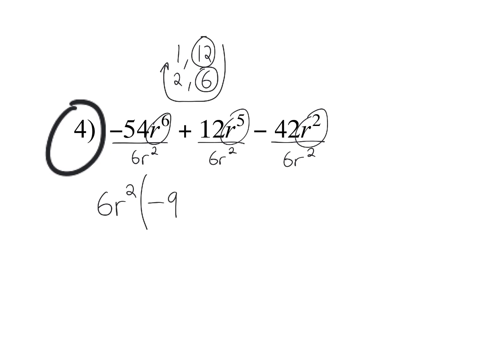What's r to the 6th divided by r squared? What do we do with exponents when we divide? Well, we subtract them. What's 6 minus 2? It's r to the 4th. And now we got 12r to the 5th divided by 6r squared.